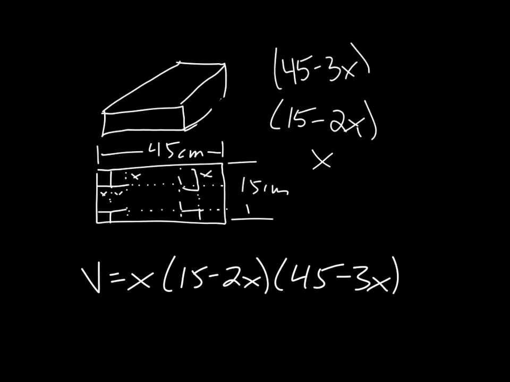What page is the instrument? 70? 74, I think. Let's find it out. What number? 59, yeah. V equals x. Remember, they have 45, subtract 3x over 2. 45 minus 3x over 2. Do they have 15 minus 2x? Yeah, they have an x.